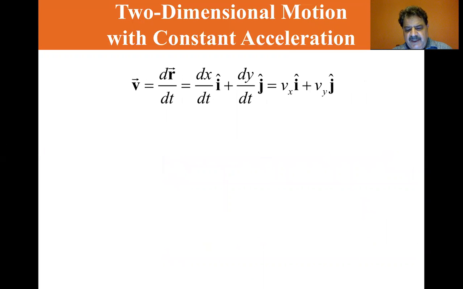Okay, if the position vector of the particle is known, then the velocity of the particle is dr/dt, so it's dx/dt i plus dy/dt j, which equals vx, velocity in the x direction, times the i unit vector, plus velocity in the y direction times the j unit vector.